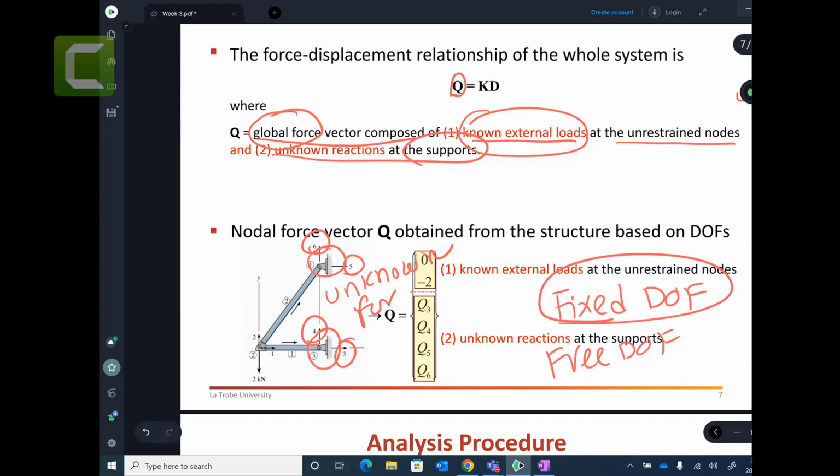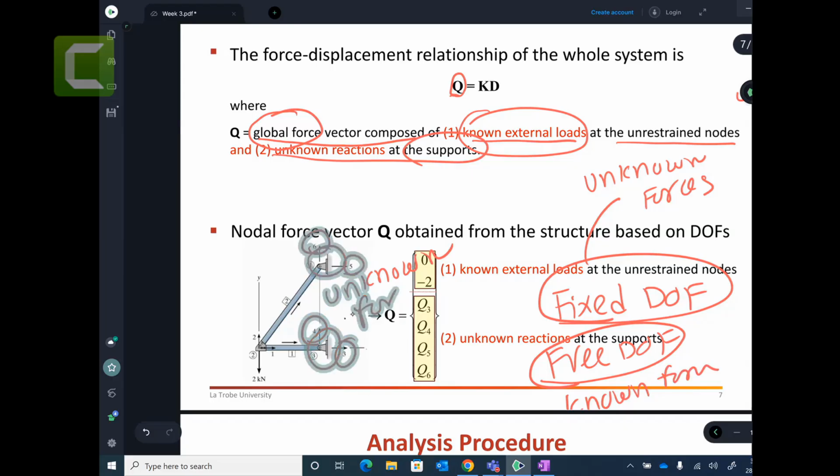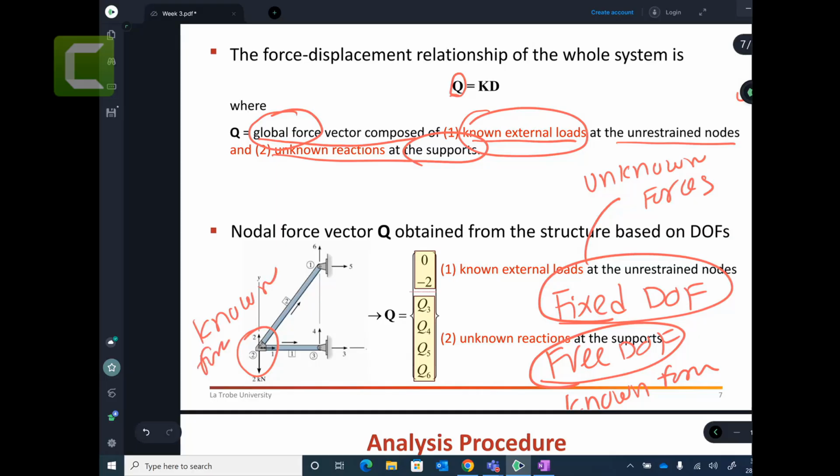So all fixed degrees of freedom are unknown forces. That is another way you can say it. All free degrees of freedom are known forces. I hope it makes sense. Another way to say it: wherever you have a support, that is your unknown forces, and where you have no support, at the free end, you have known forces.